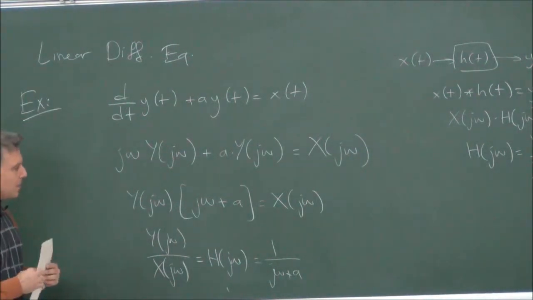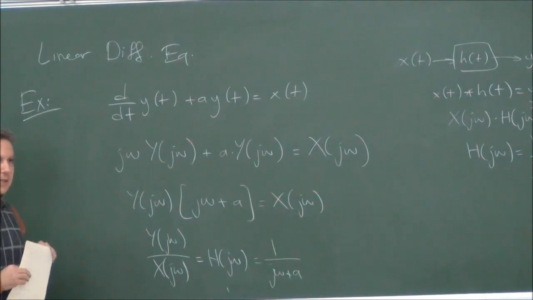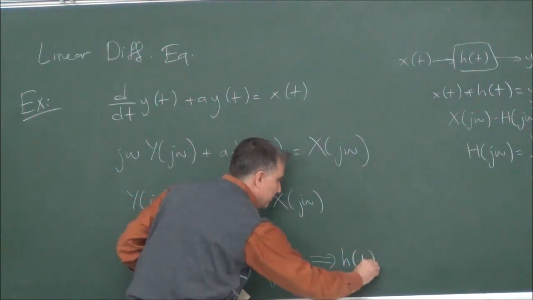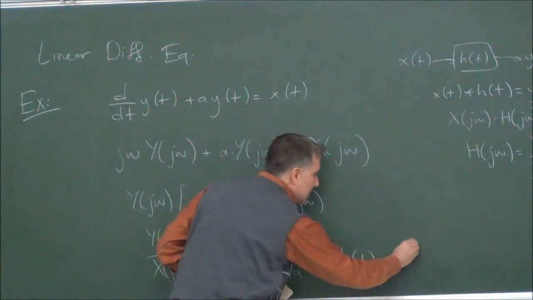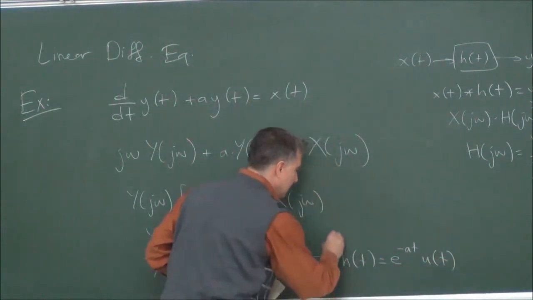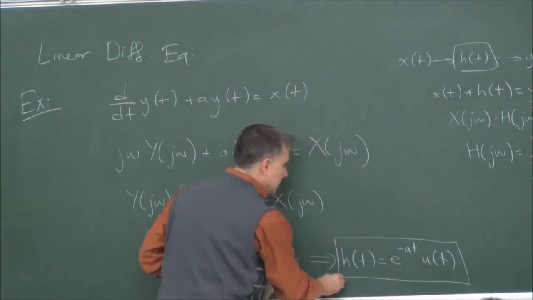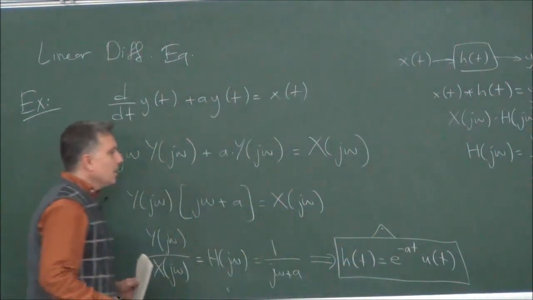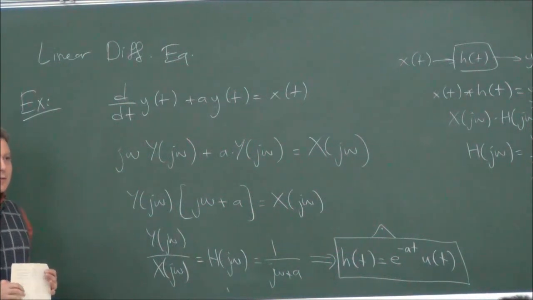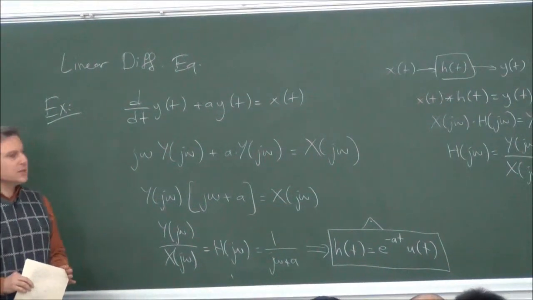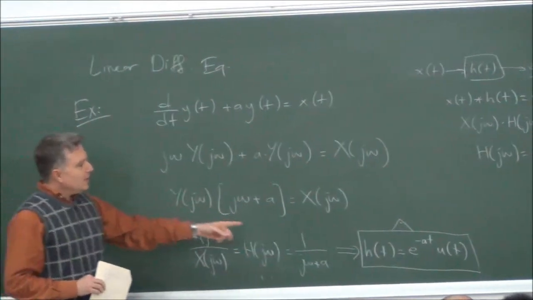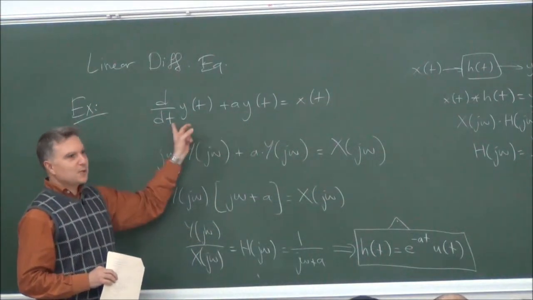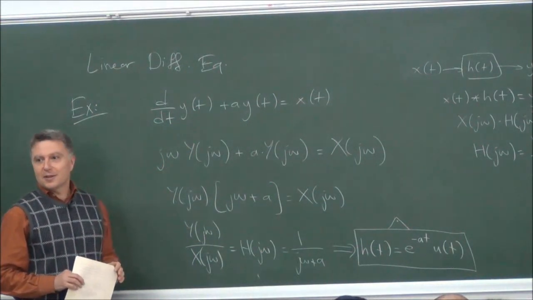And does it resemble any of the Fourier transforms that we have seen before? Of course. So h(t) is e to the minus at u(t). And you can put a box around it. So what did we find? We found the impulse response of our system. And interestingly, a system with this impulse response corresponds to an input-output relation of a linear differential equation.